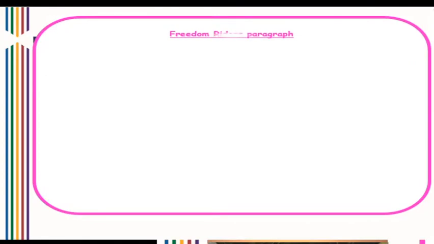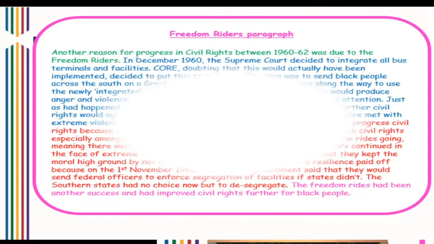Okay, have you had a go? So this is what I've done for my Freedom Riders paragraph. Compare it to yours. Have a go at self-assessing yours now. See if it's similar. You might have said different points. That's absolutely fine, as long as it's in that same key style: all the points are true and correct, and they're linked to the question.